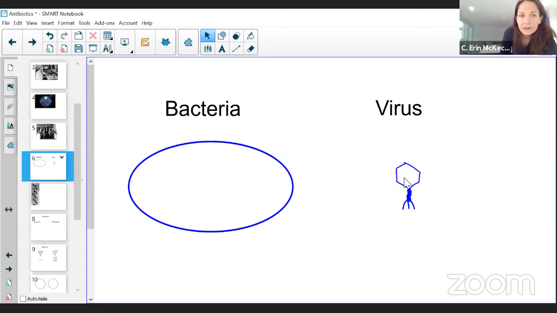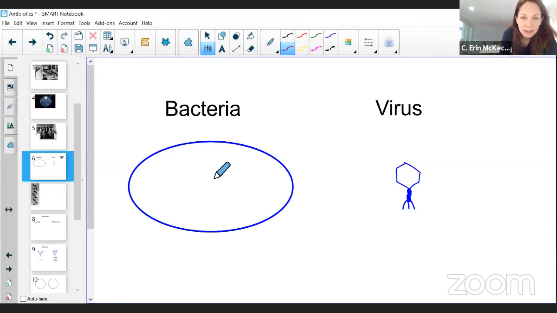If you're sick with a virus though, like the common cold is caused by a virus or the flu is caused by a virus, you cannot use antibiotics to take care of a viral infection. And I'm going to just show you some details about these two to see why we treat them differently. Okay, so both viruses and bacteria have DNA inside.